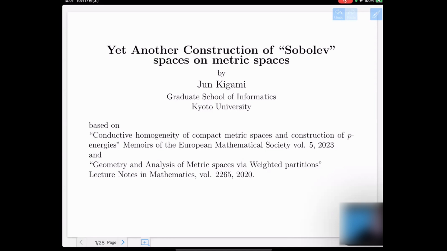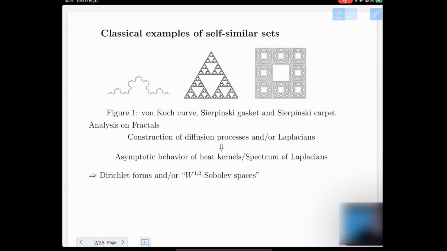I have to return to the beginning always. So my talk is on the construction of Sobolev spaces on metric spaces, and in particular, the Sobolev spaces on fractals, in particular self-similar sets, like the Sierpinski gasket and Sierpinski carpet. We have studied analysis on fractals, and what we have done is construct the diffusion processes, or we may say construct Laplacians, and analyze the asymptotic behavior of heat kernels, or the spectrum of Laplacians.